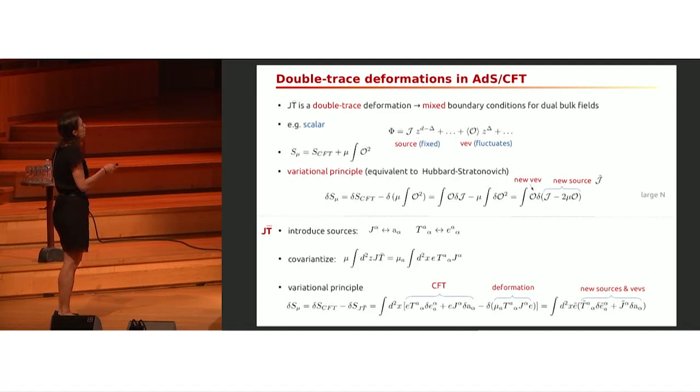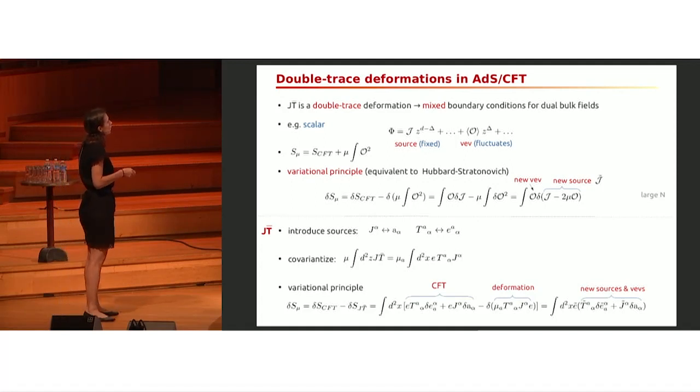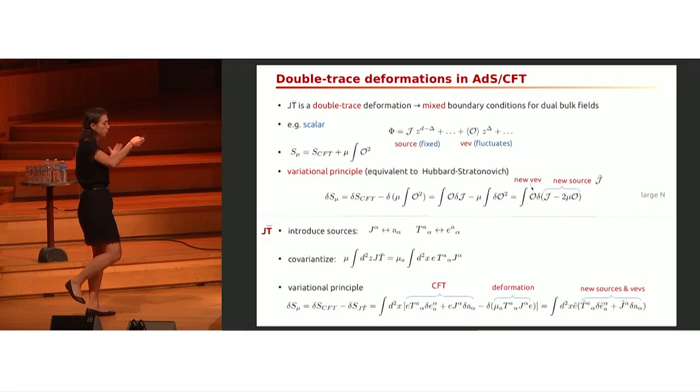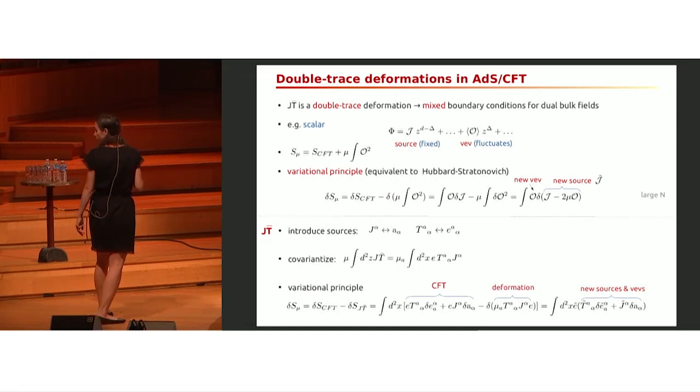And then we look at the variational principle like we did here. So this is the variation of the original CFT action. And then we put delta of the deformation, and then try to write it in some form that looks like new sources times delta VEVs, plus VEVs times delta of the new sources, and equate what's inside the delta and what's outside it independently.